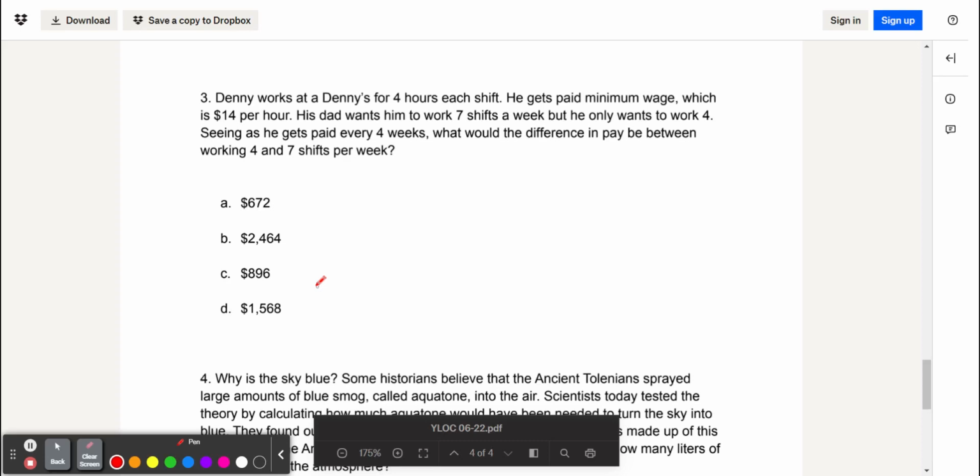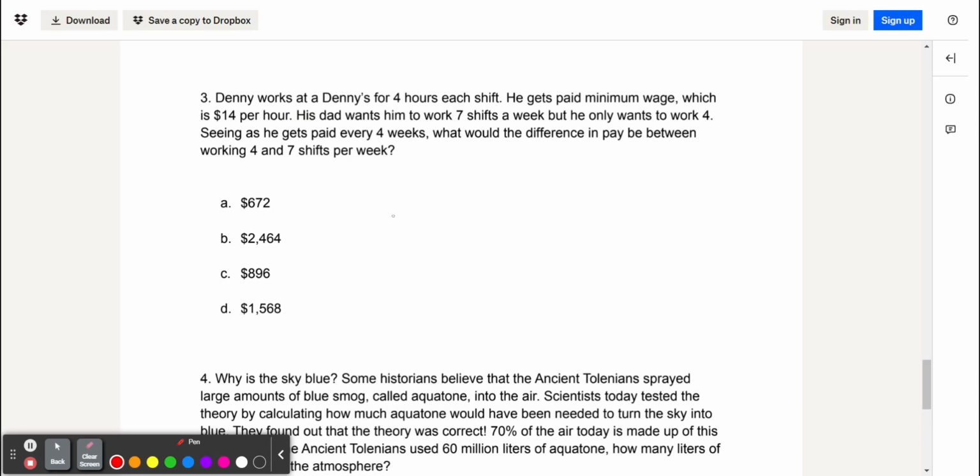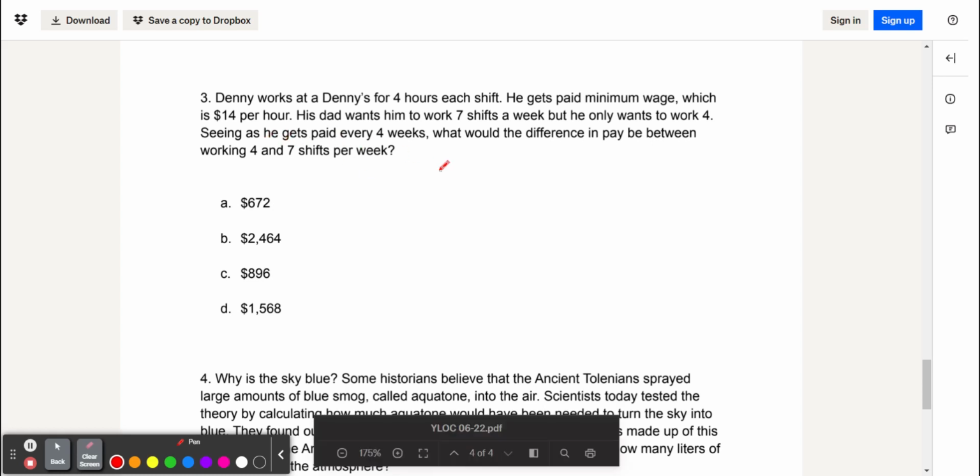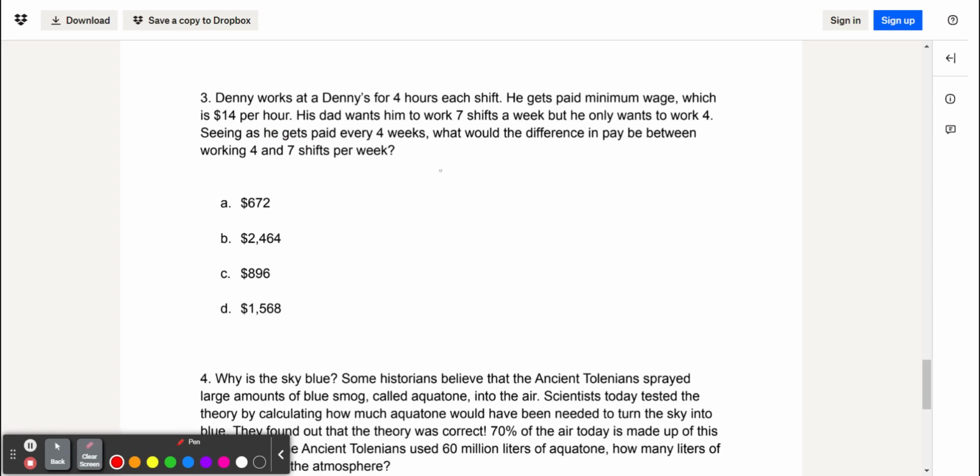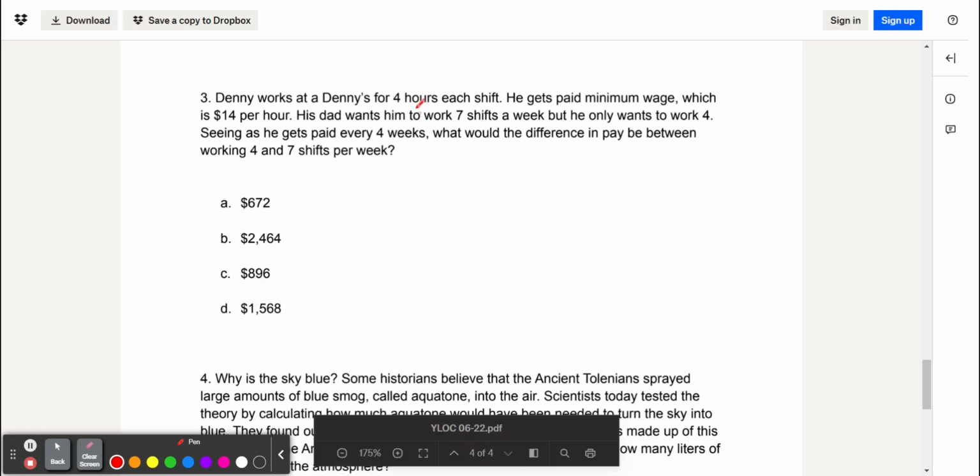The last question I'm going to cover is number 3. Denny works at a Denny's for 4 hours each shift. He gets paid minimum wage, which is $14 per hour. His dad wants him to work 7 shifts a week, but he only wants to work 4. Seeing as he gets paid every 4 weeks, what would the difference in pay be between working 4 and 7 shifts per week? So first we need to find out how many dollars he gets paid a shift. So he works for 4 hours and he earns $14 per hour. That gives us $56 per shift.